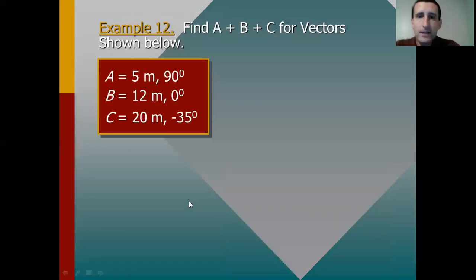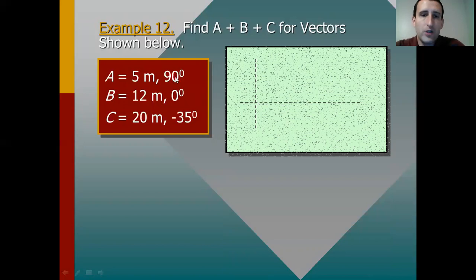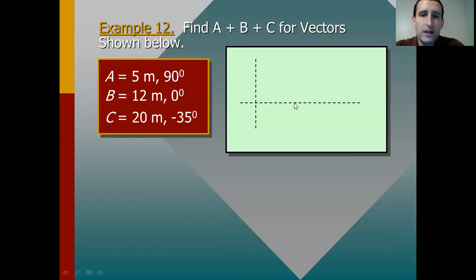All right, last example. And this one has a vector that actually is at an angle that we're trying to add, right? We're adding 3 vectors this time instead of 4, 2 of which are in cardinal directions, but 1 of which is at an angle. What is A plus B plus C for the vectors shown? So A is 5 meters at 90 degrees. So again, if all they do is give you an angle, that means you're measuring it from the positive x-axis. So 90 degrees from the positive x-axis is straight up. So 5 meters straight up, that's A.